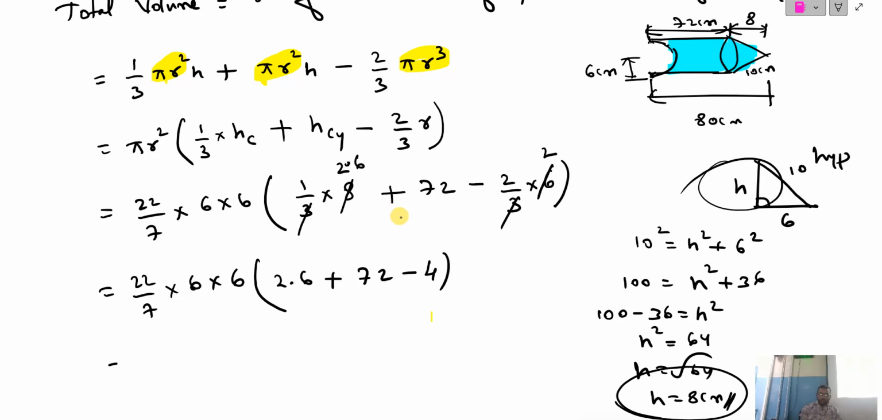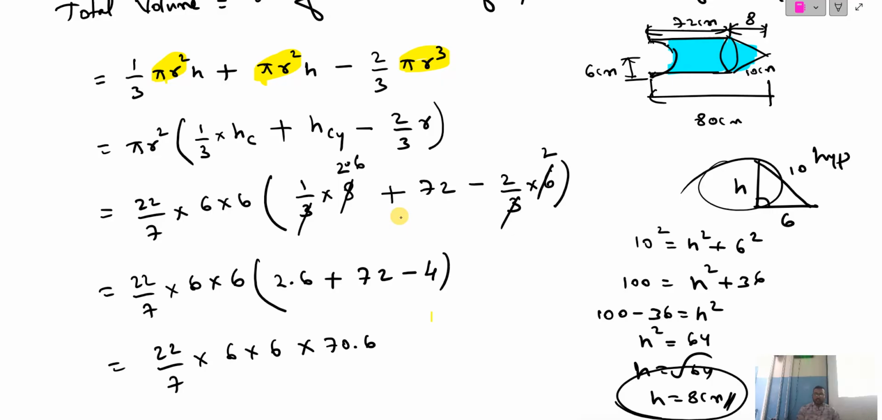Any doubts? Now 22 by 7 into 6 into 6. Now calculate 72 plus 2.6, 74.6, minus 4. 72 plus 2, 74. 74.6 minus 4 is 70.6. 74 minus 4, 70. So it is 70.6.